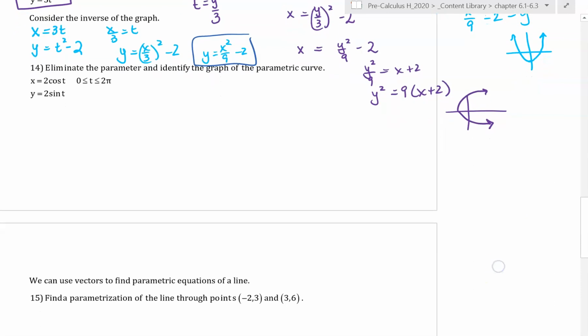It says eliminate the parameter and identify the graph of the parametric curve. So again, we graph this on our calculator. We used GeoGebra. Let's just go ahead and think about how we would write this without using parametrics here.